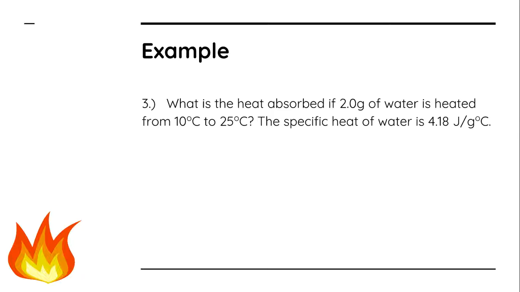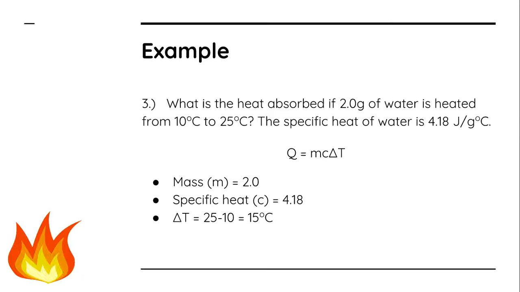So this is easily seen as a Q equals mCΔT problem because you have your mass, you have your change in temperature, and you have your specific heat. That means you have 3 out of your 4 variables. So first, you'll be using Q equals mCΔT. Secondly, what's next is to plug in your variables. So you know your mass is 2, you know your specific heat is 4.18, and you know your change in temperature is the final temperature minus the initial temperature, which is 25 minus 10.